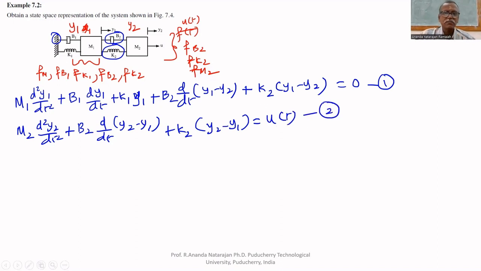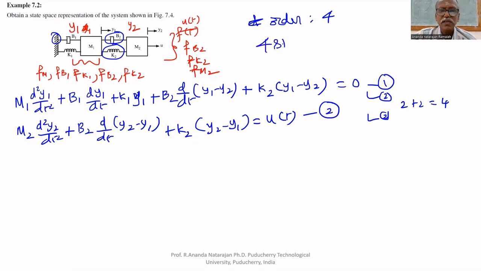What is the order of the system? Here order is 4, because this is second order. This is another second order. 2 plus 2 equal to 4. Therefore, the given system is fourth order system. How many state variables will be there? 4 state variables will be there. We have to assign these state variables.